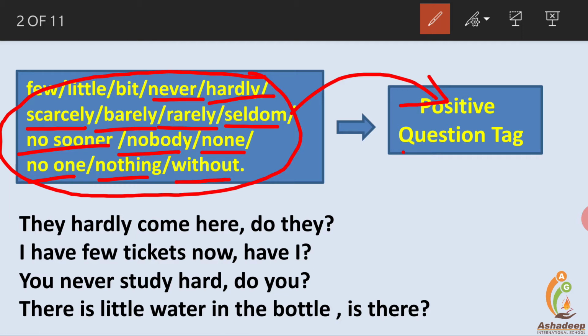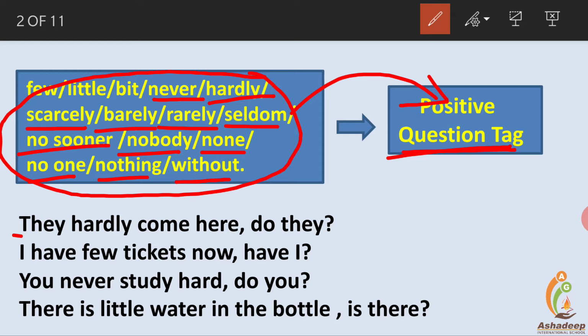Physically they don't seem negative. Generally what do we take as negative? Words like not, no, don't, wasn't, isn't. Not is the word that generally produces negation, but these words physically do not seem negative, yet they produce negative meaning, and that's why we will get a positive question tag in such cases.